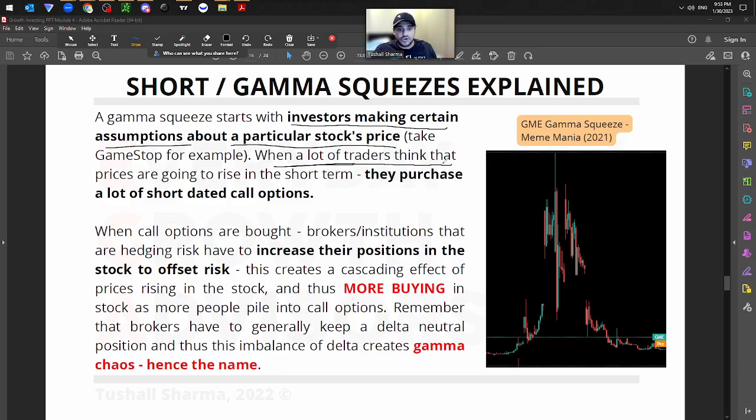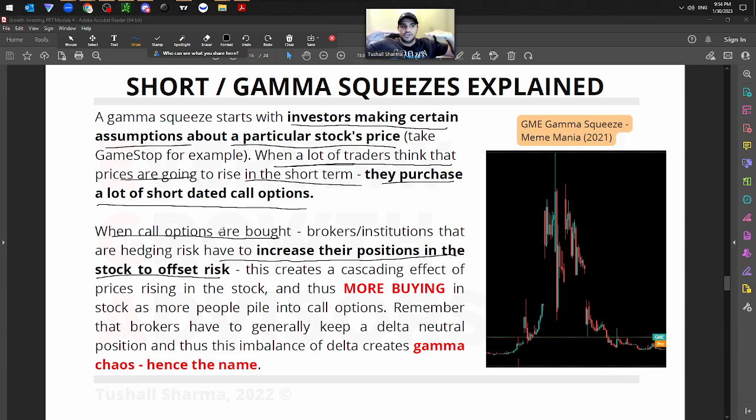When a lot of traders think that the prices are going to rise in the short term, they purchase a lot of short-dated call options, right? Now, when the call options are bought, you have to remember something. The broker has to hedge that risk. I've spoken to you about this before. In order to hedge the risk, they have to increase their positions in the stock to offset the risk. Because what the broker will do is, if you buy a call, they will buy a put against you. And when they buy a put against you, they become hedged.